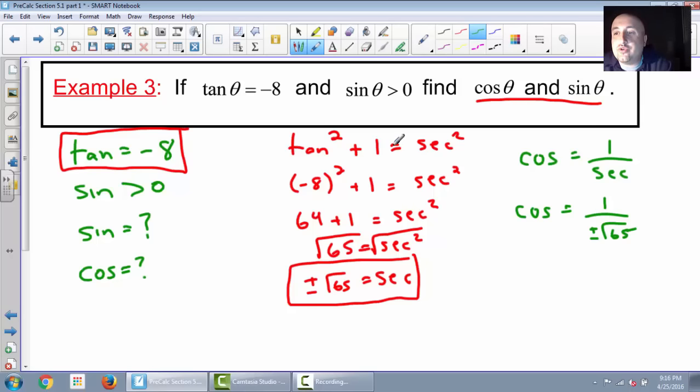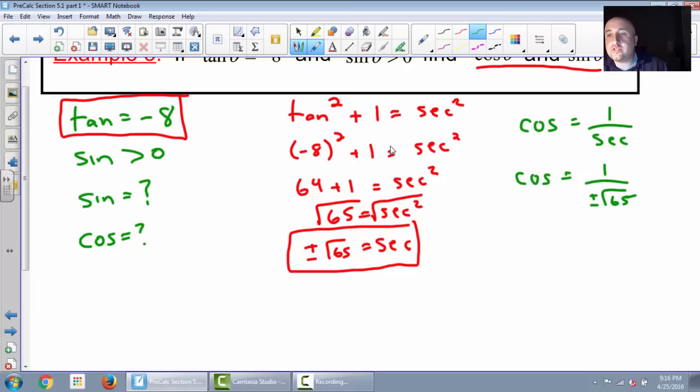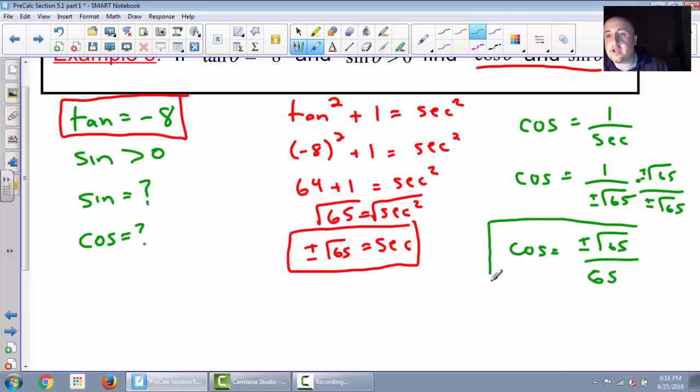Everyone okay there? All right, so how do I get rid of the root on the bottom? I'm going to multiply both sides by plus or minus root 65. So cosine is equal to 1 times plus or minus root 65, which is plus or minus root 65, over root 65 times root 65, which is just 65. Now we're going to have to figure out if the cosine is positive or negative, but that is what cosine is equal to. We just have to figure out what sine is.